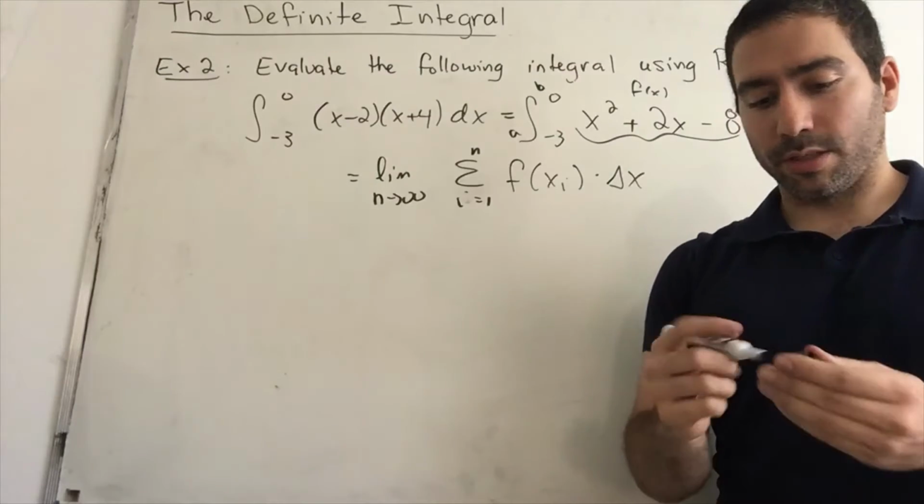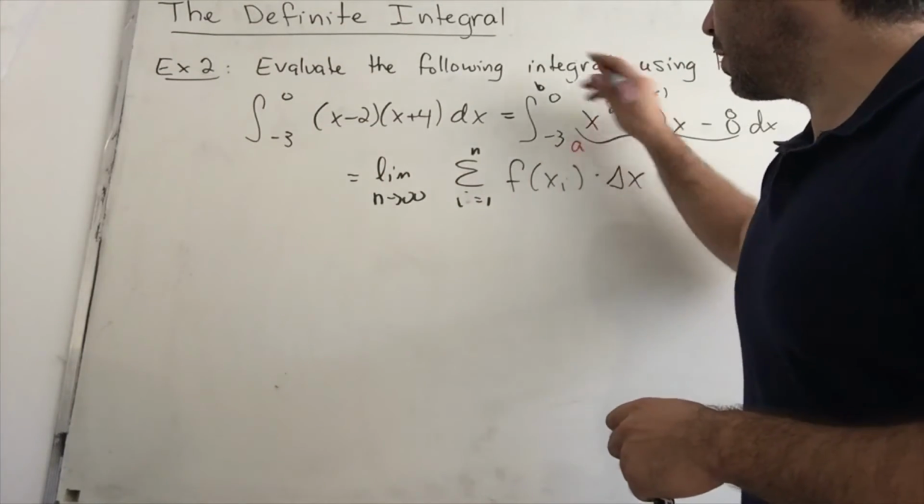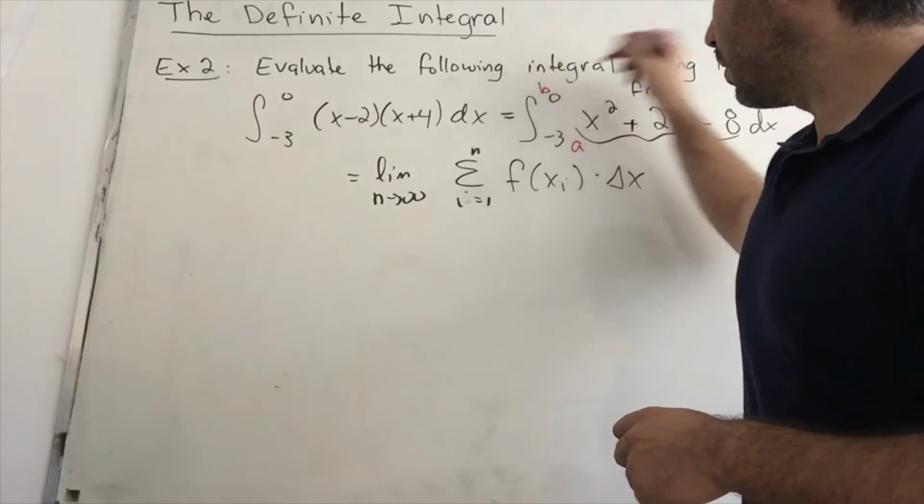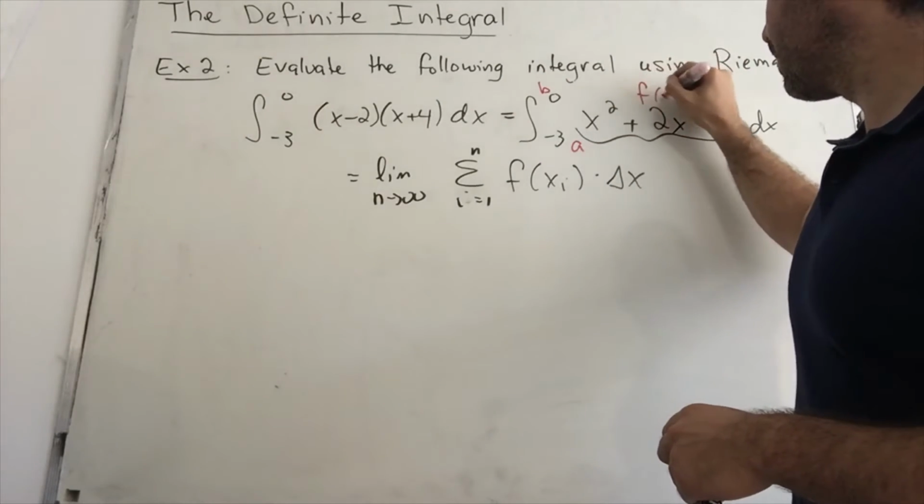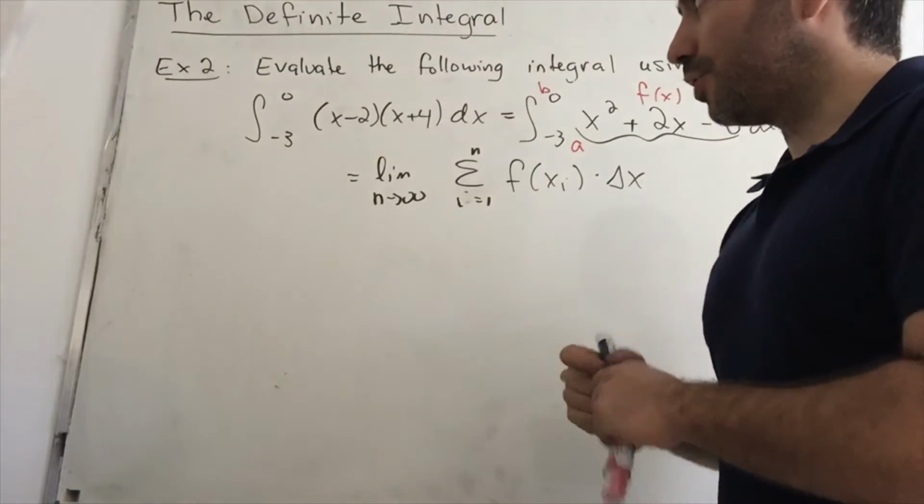Okay. Let's do this in red maybe, just to make it a bit more apparent. The lower bound here is a, the upper bound is b. And this whole thing is f of x. Okay. So let's go ahead and find our xi and our delta x. That's usually how we start these problems.